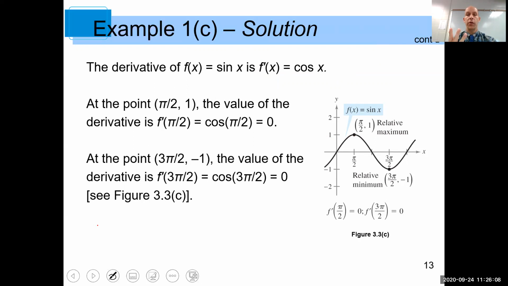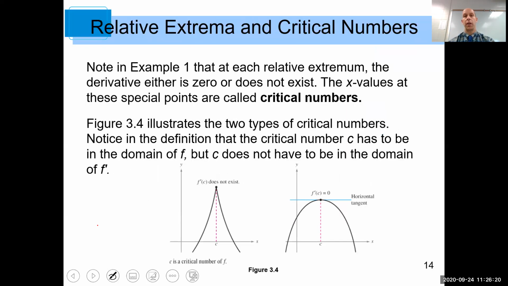So I've done 3 examples where we've talked about those hills and valleys, or those peaks or valleys, and we've seen that in each of the cases the derivative was equal to 0 or does not exist, which leads us to something called critical numbers. This is something that you will be asked to do in the future, and it's critical because, well, I'll show you why it's critical. Hopefully it'll make sense. Note that in example 1, at each relative extrema, the derivative was either 0 or does not exist. The x values at these special points are called critical numbers. So notice right here we've got f prime does not exist, and right here we have f prime is equal to 0.